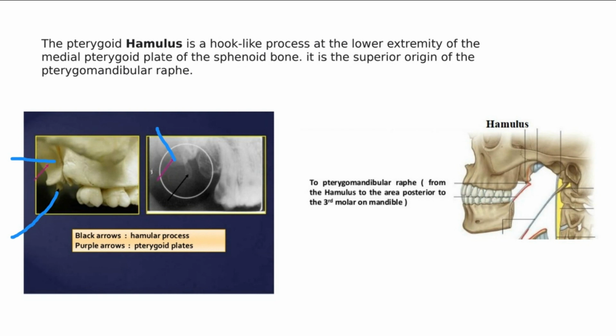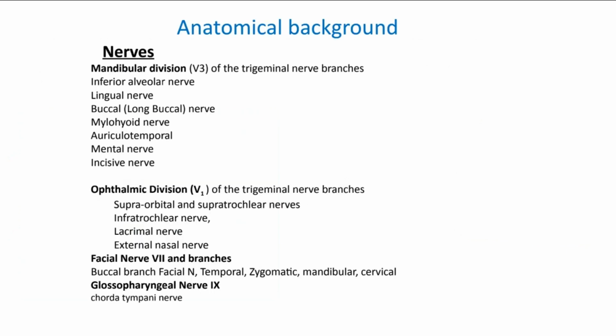Okay, so remember these. Pterygomandibular raphe is very important. You will see it. It's a very important landmark that you will use in the injection. What are the 2 points of attachment? The hamulus on one side, and the posterior aspect of the third molar is the other end. And not to be confused with the sphenomandibular ligament that we just talked about.